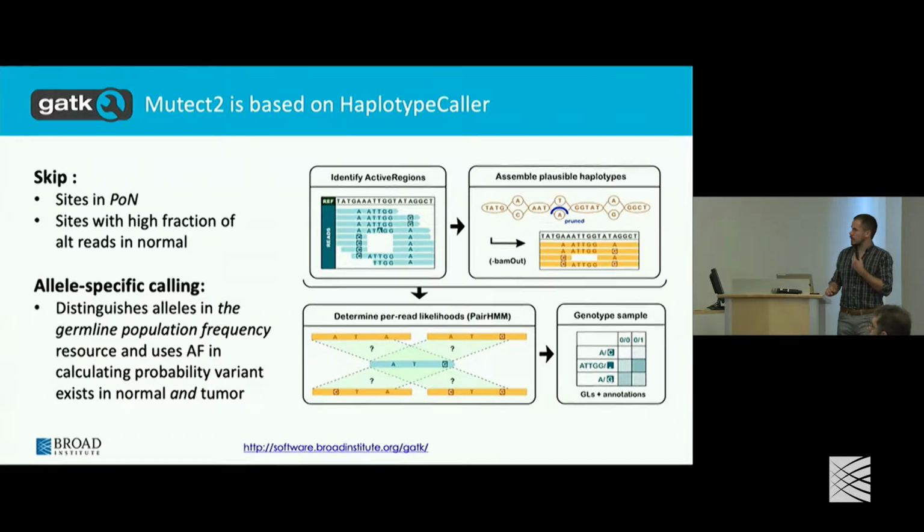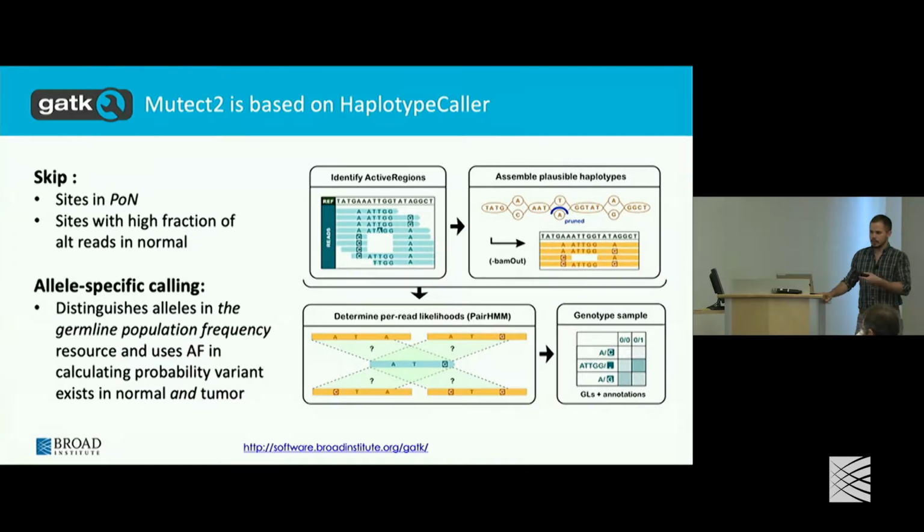The guts of Mutect2 actually resemble those of HaplotypeCaller. In fact, we use a lot of the same machinery, and the process is also similar. So we start by identifying the active regions, where we go through each particular site, look at the pileups on those sites, and try to see where there are possible events that occur in a tumor sample.